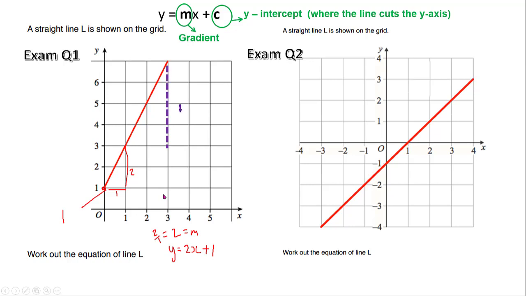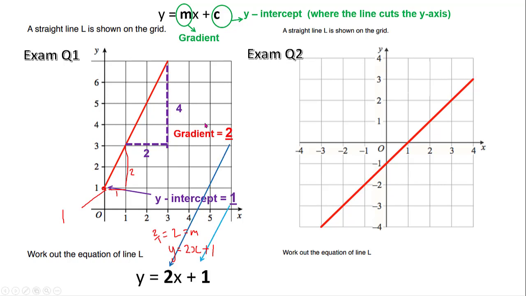Now you could do it this way. Find the gradient using the slightly bigger triangle, but you'll still get the same gradient because it's a straight line. So you get 4 divided by 2, which equals 2. The gradient's 2. You can see here the y-intercept is 1. Substitute that into the formula, and quite easily done.